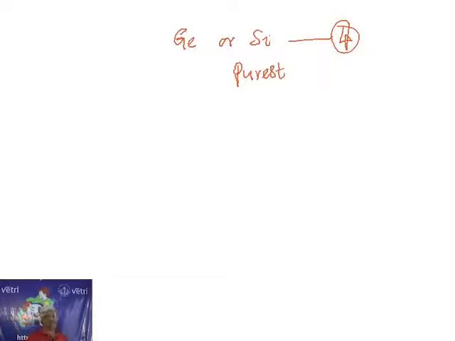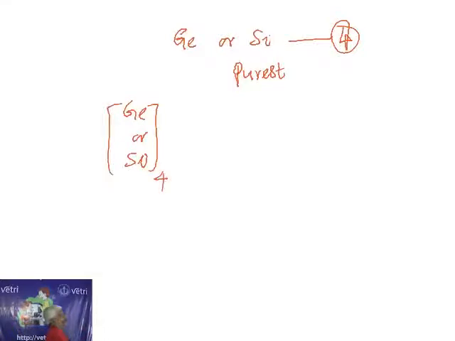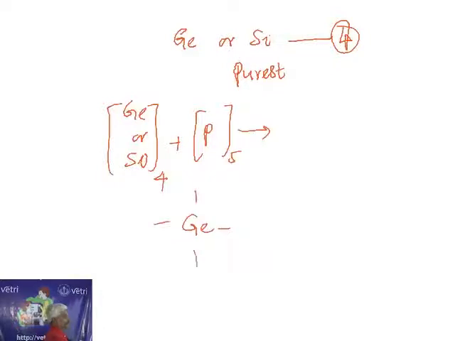So for germanium or silicon in the purest form, just like that gold, we have to add some impurity. Adding of impurity to the intrinsic semiconductor is called doping. The impurity which we add is called dopant. For example, if I take germanium or silicon, which has valency 4, and it is added with a pentavalent element like phosphorus, the covalent bond forms. Germanium has 4 valency, phosphorus has 5 valency, so 4 with the 4 gives enough binding, and an excess electron will be there.